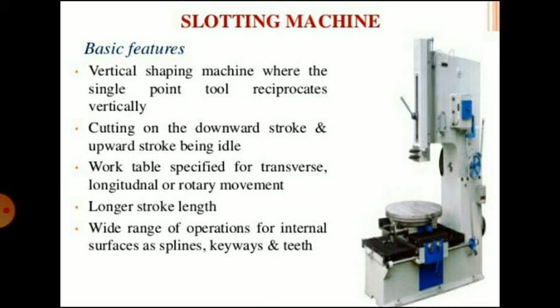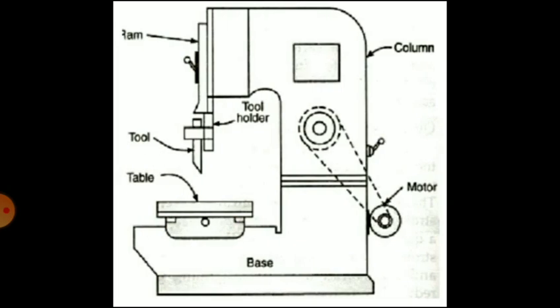So in this downward stroke, it is a cutting stroke, and the upward stroke is idle. Most of these machines are provided with a rotary table. So you can see there is a rotary table. Then there is a ram which can be moved in a vertical direction, or you can say it reciprocates in a vertical direction. At the end of the ram the tool is mounted, and there is a column that is mounted at one end of the base.